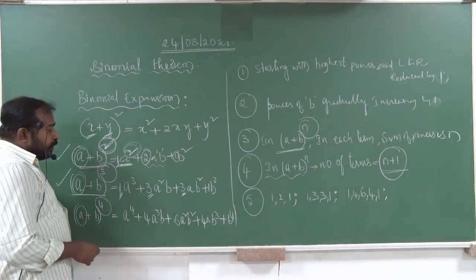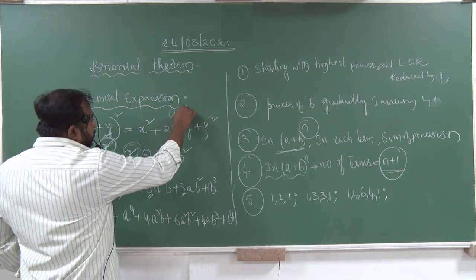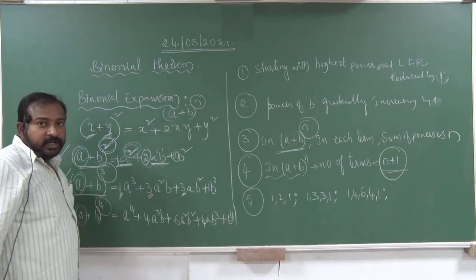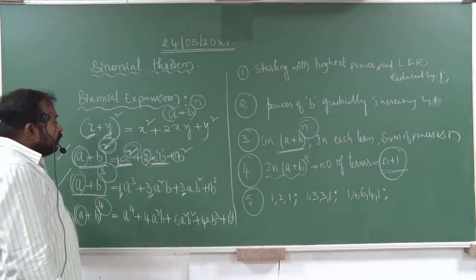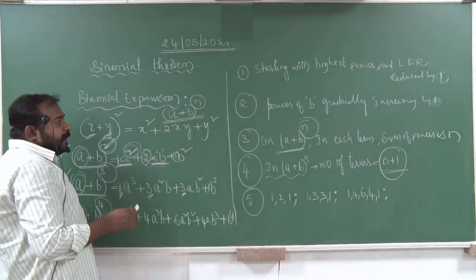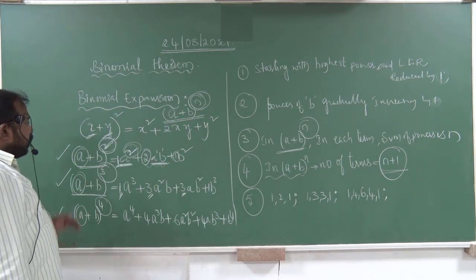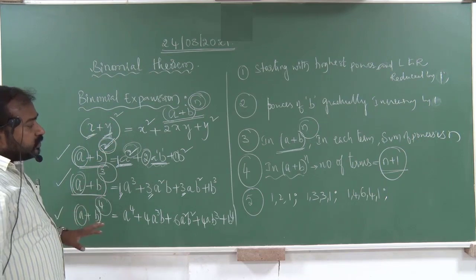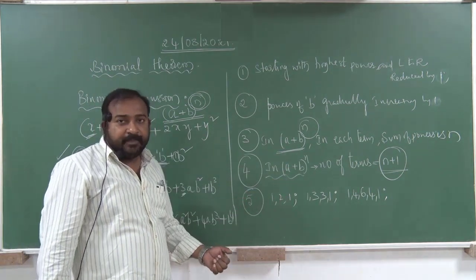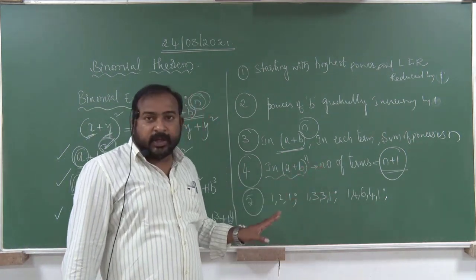Next, third observation point, in each term, for example, if the expansion is a plus b whole power n, in general, where n is a positive integral value, then in this expansion, in each term, the sum of the powers is equal to n. That is the third observation. Next, regarding the number of terms in the expansion a plus b whole power n, if n is a positive integral value, then the number of terms is given by n plus 1.